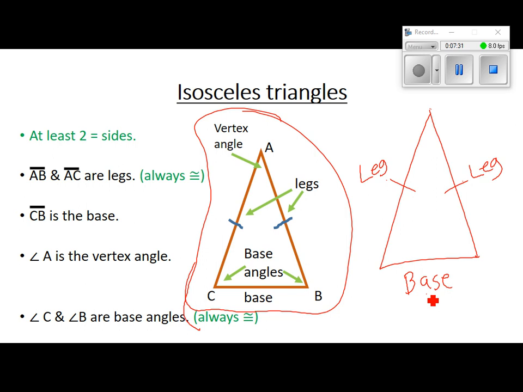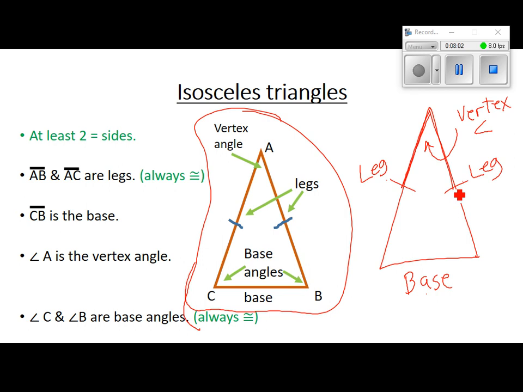The angles. The angle that's between the two legs is always called the vertex angle. Very important that you know that. That's how they'll name isosceles triangles a lot of times, is they'll say a triangle ABC is isosceles with vertex angle A. So that'll tell you where everything else is located in the isosceles triangle. So this angle between the two legs is called the vertex angle.